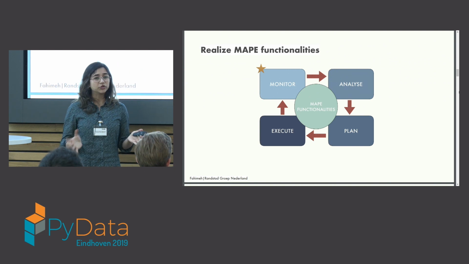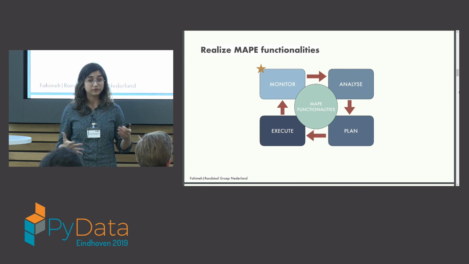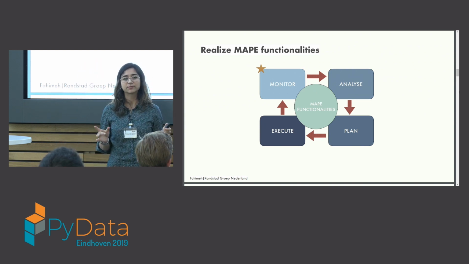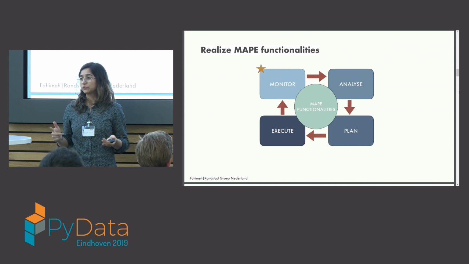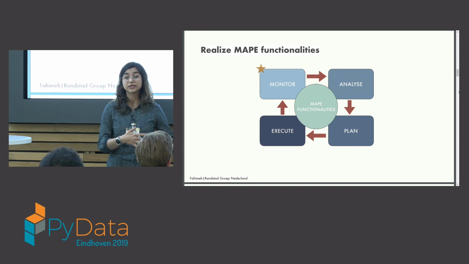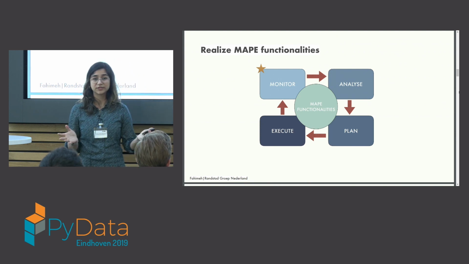First, you start by monitoring the resources. You analyze all the new information, and then you detect some changes, some abnormalities. Based on that, you plan the next execution step, and then you execute. Again, you monitor to see what the impact of all the changes you made to the system was.